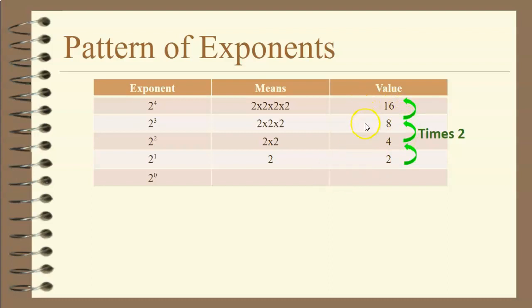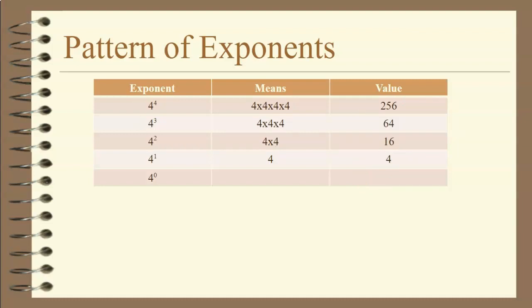If we are going down the chart, if we want to go down here to the 0 place, how do we get from 16 to 8, from 8 to 4, from 4 to 2? We are dividing by 2. So going up, we're multiplying. Going down, we're dividing. And what is 2 divided by 2? 2 divided by 2 is 1. That keeps our pattern. So 2 to the 0 power is 1.